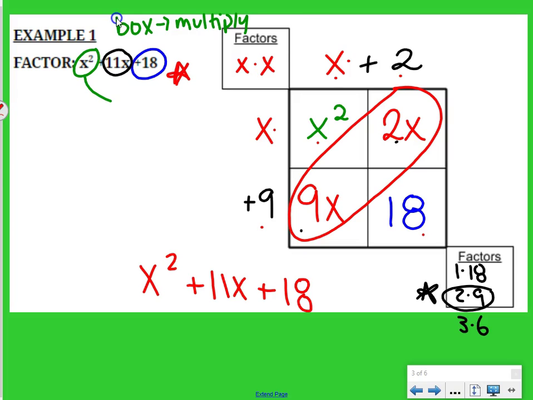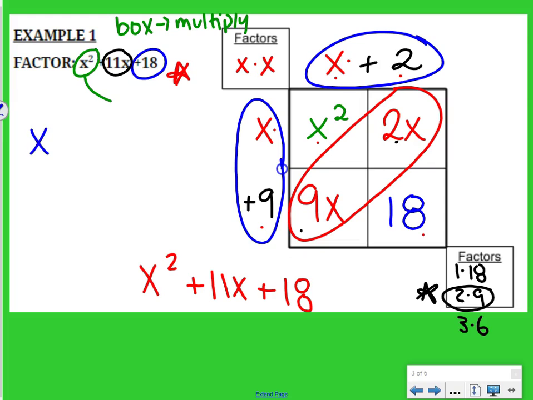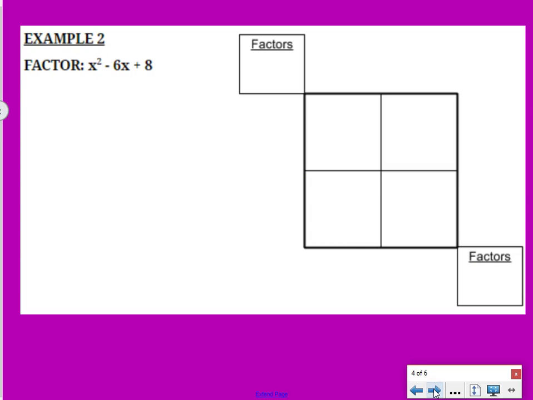However, we did want to factor it. We did want to write it in factored form. So right here on the sides of our box, those are our factors. So we write x plus 9 times x plus 2. And that's our answer. Let's try another example.